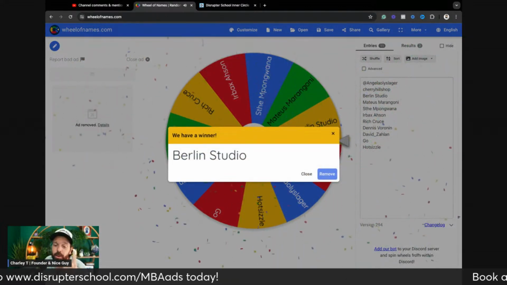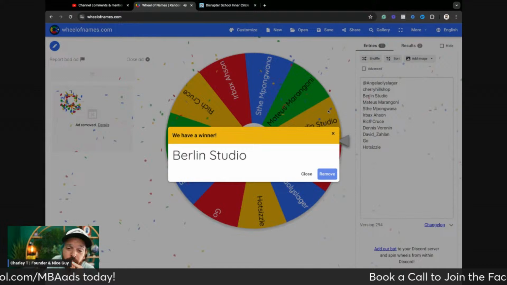Berlin Studio. Oh man, it was so close to Cherry Hill.